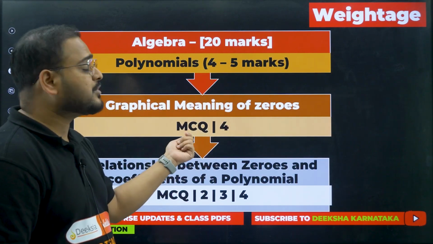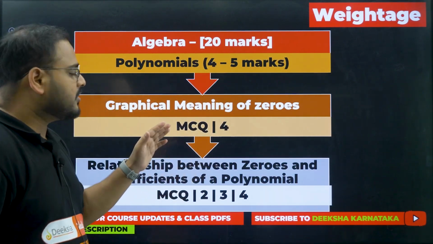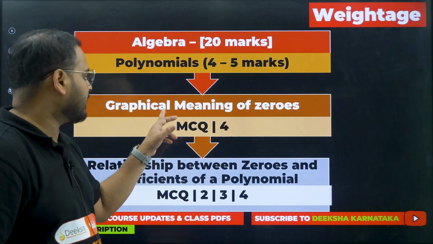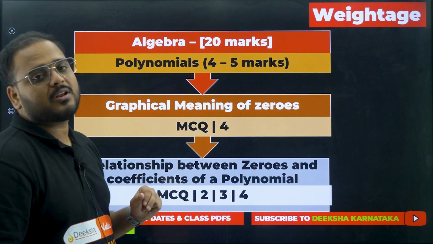For the graphical meaning, you can expect an MCQ or a 4-marker question. What they do is give you a graph and ask questions on the graphical meaning. So a 4-marker case study you can expect on the graphical meaning of zeros, or an MCQ you can also expect.